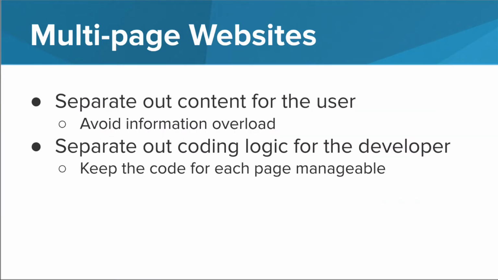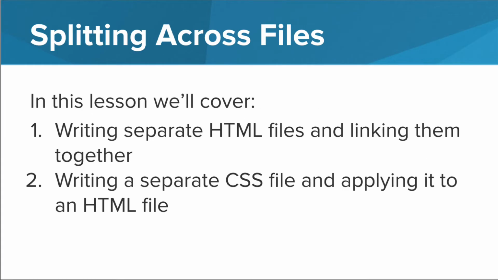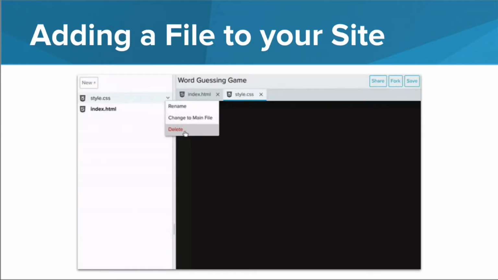So what's the benefit of multi-page websites? Well, for one, we can separate content for the user and avoid an information overload for them. We can also separate out coding logic for the developer, which basically helps us keep the code for each page manageable. In this lesson, we're going to cover writing separate HTML files and linking them together. We'll also cover writing a separate CSS or style file and applying it to an HTML file.